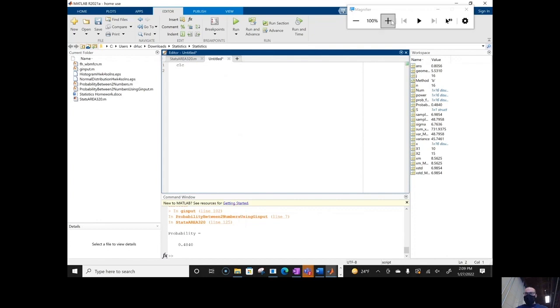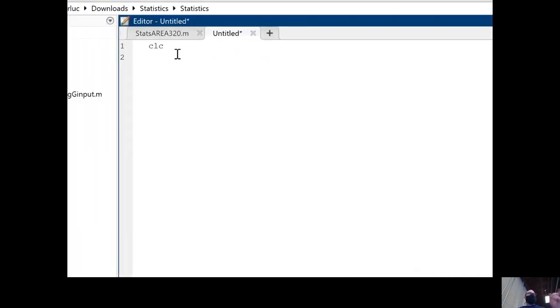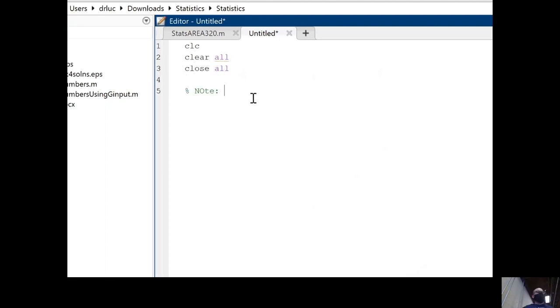Let me magnify. I'm going to skip the header just to save some time, but for you, I would make and copy paste the header and save it in a spot. I'll give you a few seconds if you want to put that in.